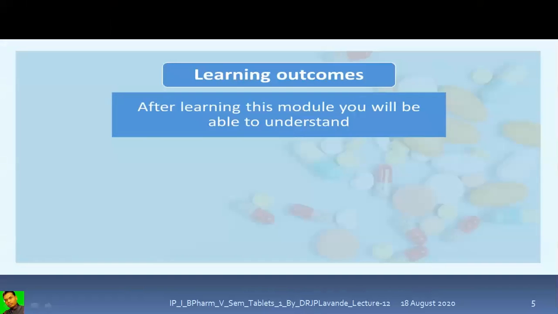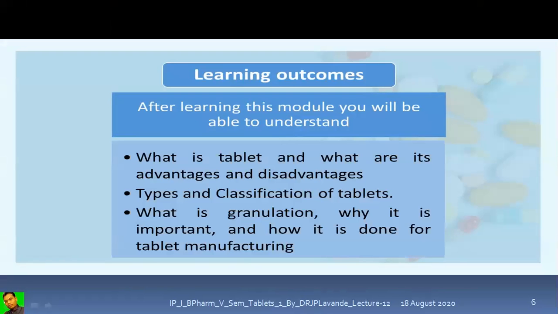After learning the details associated with the tablet, you should be able to understand what a tablet is, what its advantages and disadvantages are, what the ideal properties of a tablet are, what the types of tablets are, how tablets are classified, what granulation is, why it is important, and how it is done during the process of tablet manufacturing.